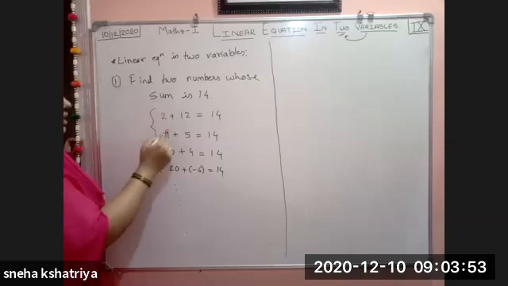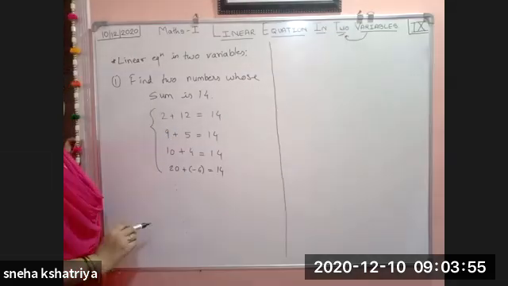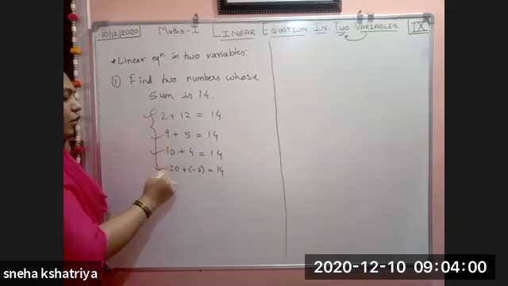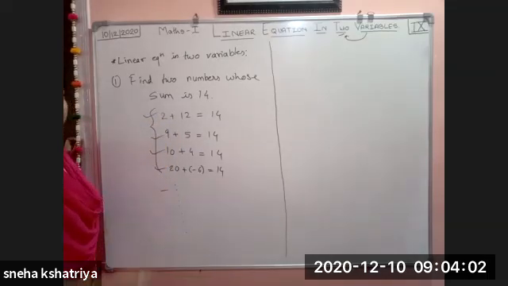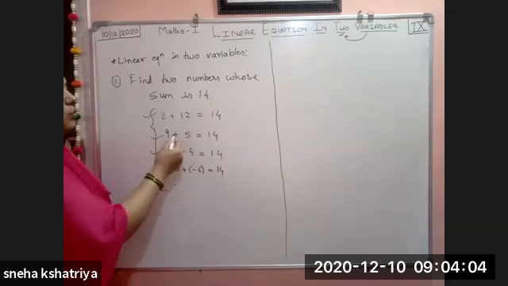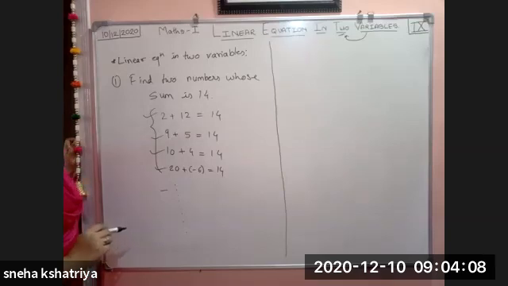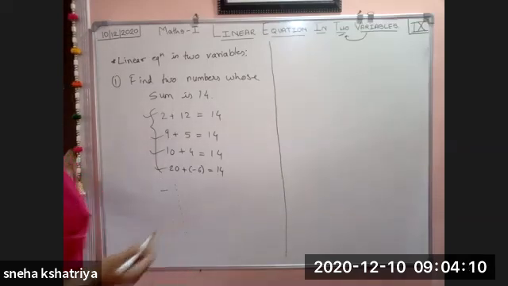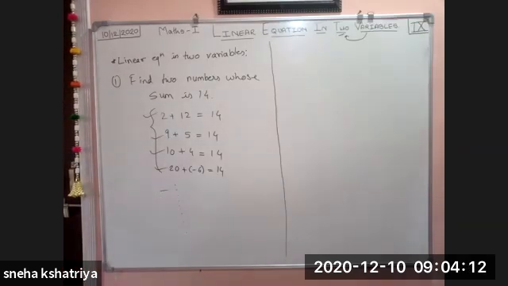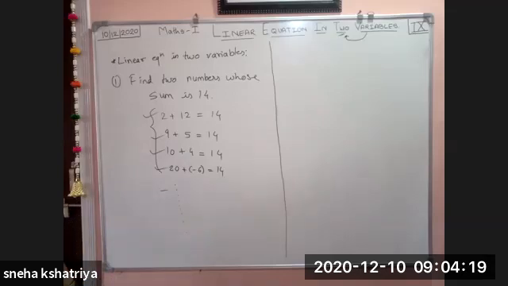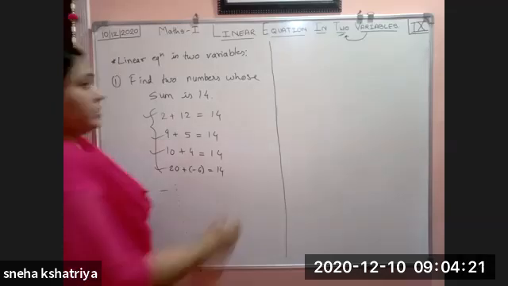So here you get a very wide variety of options. We can take any number. Infinite numbers are there whose addition will become 14. Now, if one more is given to you, that the subtraction is 2, find two numbers whose difference is 2.